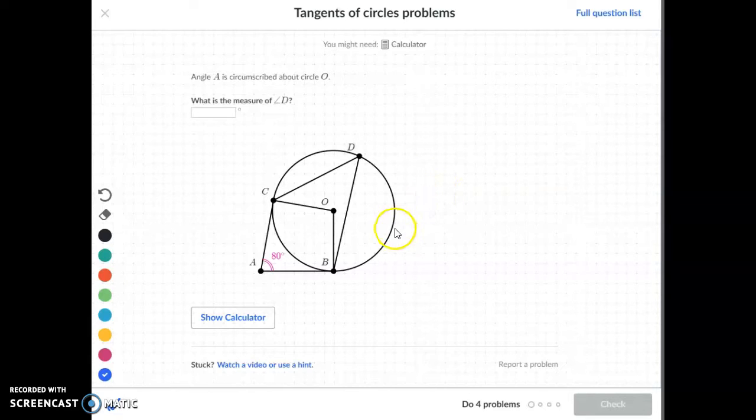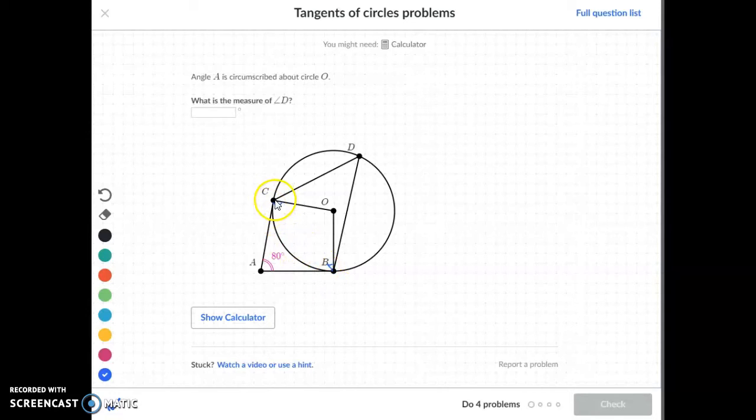So this first one, the vocabulary that I want to look at is angle A is being circumscribed from circle O. Angle O is the central angle, and angle D is the inscribed angle. So what we actually need to find first is angle O, and then we can find angle D from the inscribed angle properties. So one thing that we need to know is that AC and AB are tangents, and tangents meet the radius at a 90-degree angle. So those have to be 90 degrees.